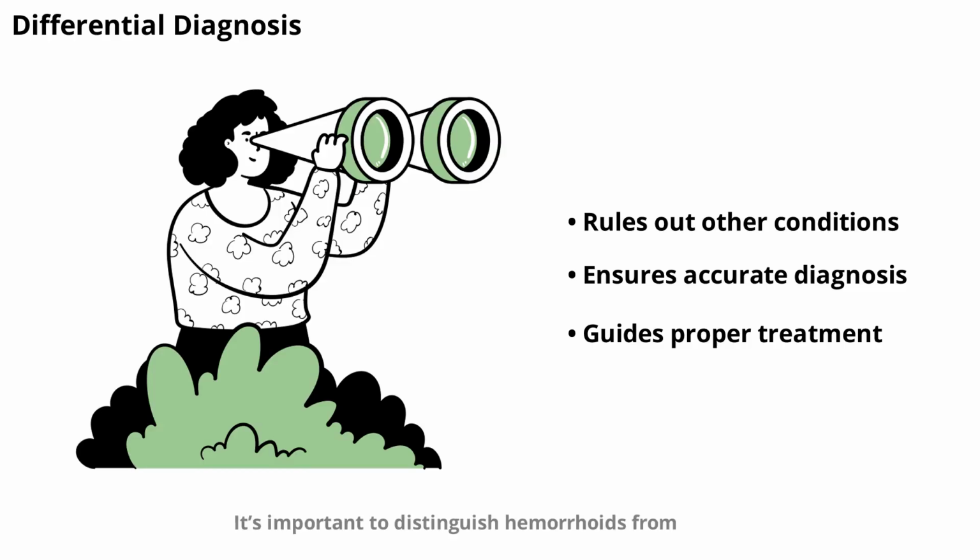It's important to distinguish hemorrhoids from other conditions that cause similar symptoms, such as anal fissures, abscesses, or colorectal cancer. Doctors use a combination of history, physical exam, and sometimes imaging or endoscopy to make an accurate diagnosis. This careful approach ensures that you receive the right treatment for your specific condition.